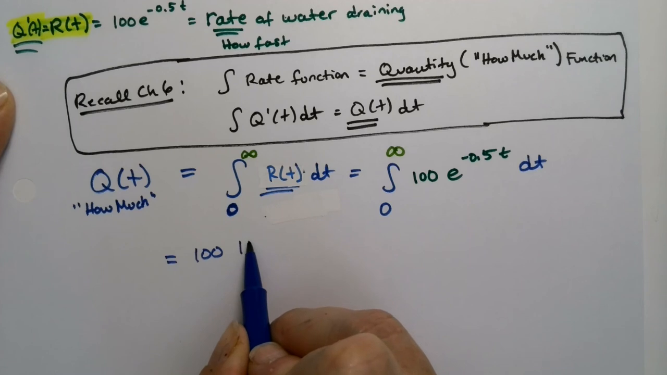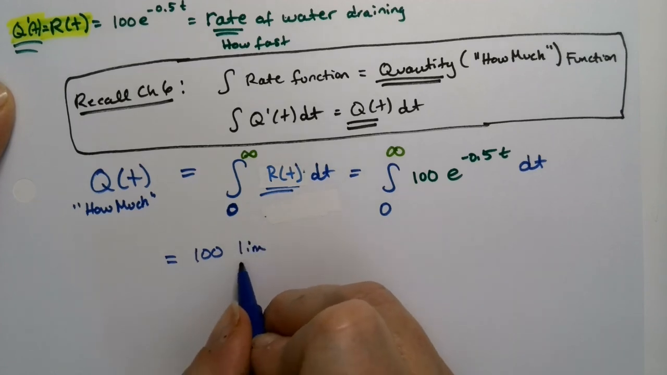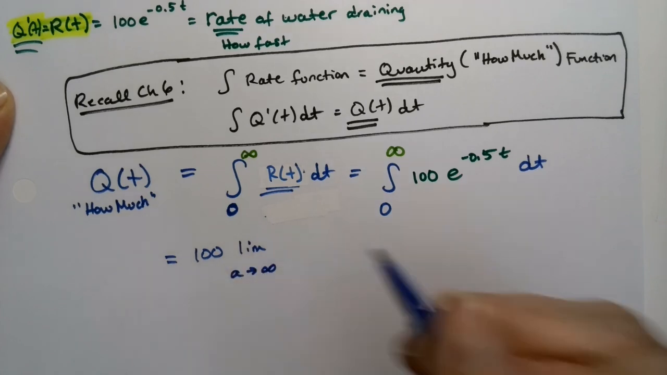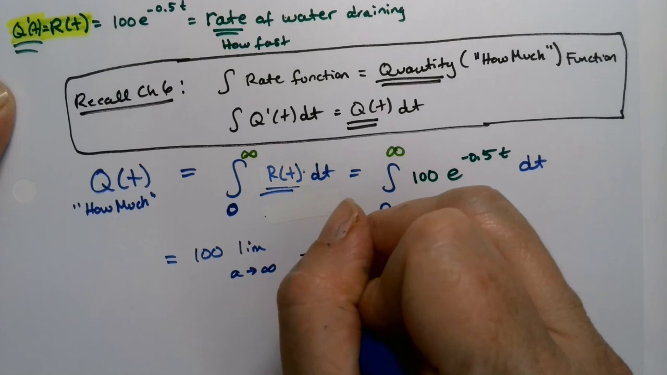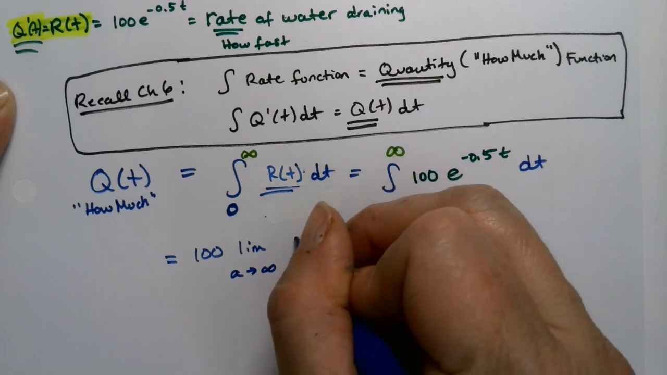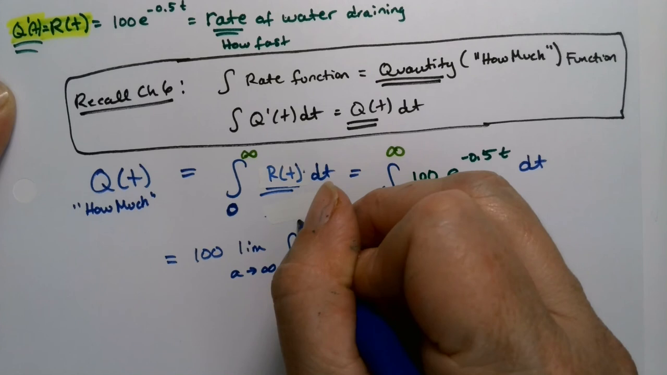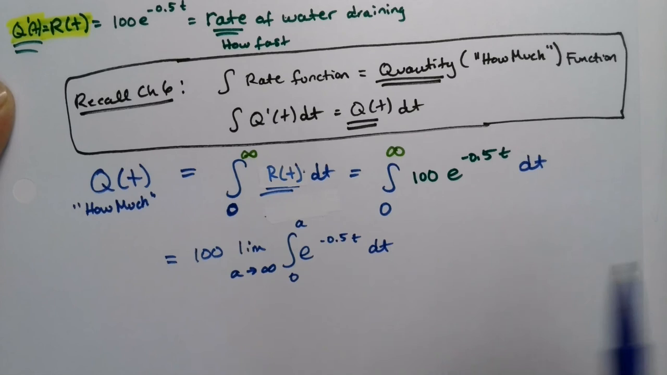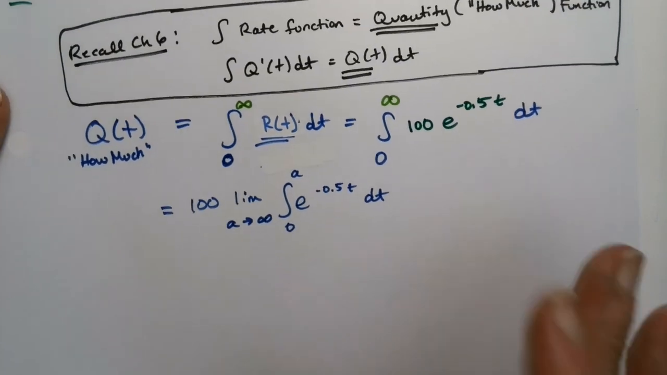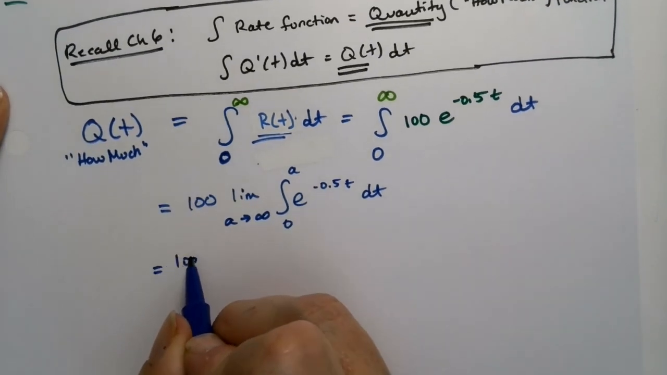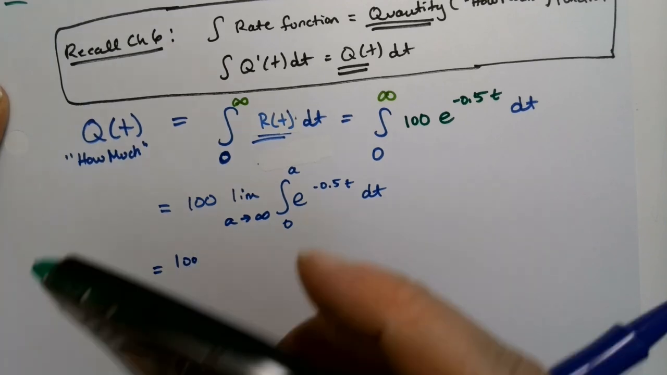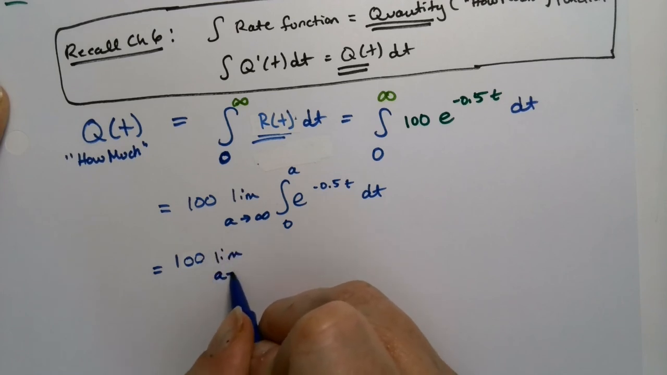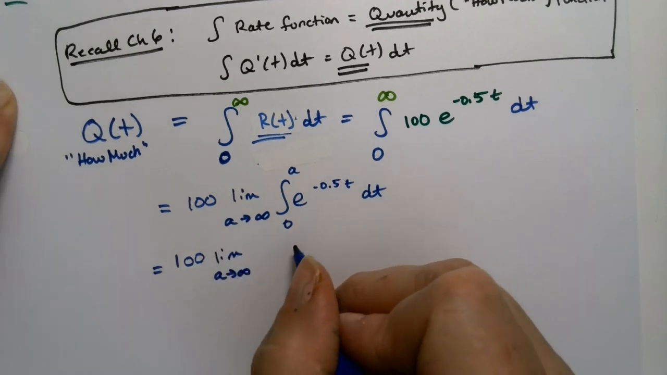So 100 times the limit, because of course 100 can come out. I'll use the letter A this time. As A goes to infinity of the integral from 0 to A of e to the negative 0.5 t dt, like that. So I'm taking the limit of this integral. So that would be 100 times the limit as A goes to infinity. And then I'm going to integrate this.